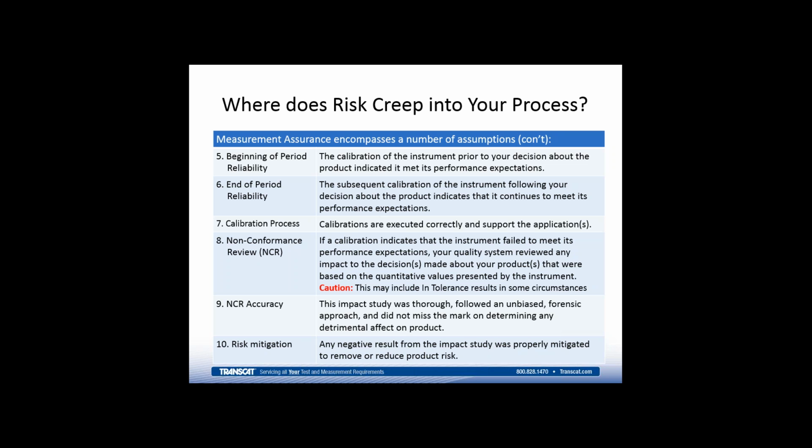And then beginning of period reliability says, okay, so at the end of the period, you check the instrument, you see whether it's in or out of tolerance. If it's out of tolerance, or if it's close to the tolerance, you make adjustments to get it back to where it needs to be, closer to nominal. And that becomes now the beginning of period reliability going forward for the next calendar.